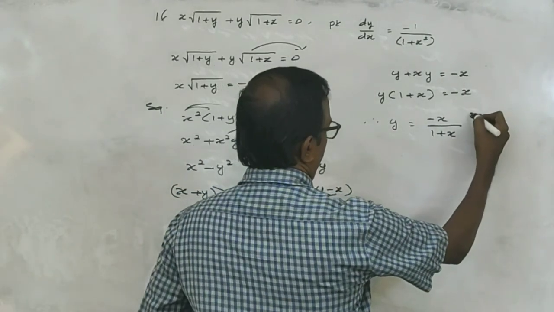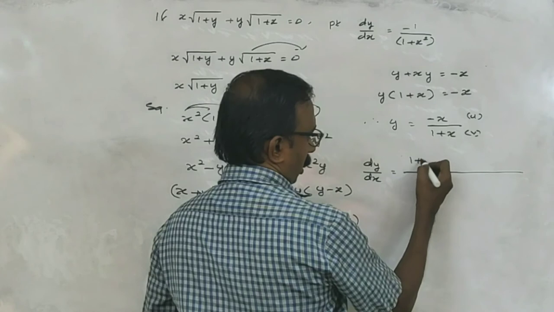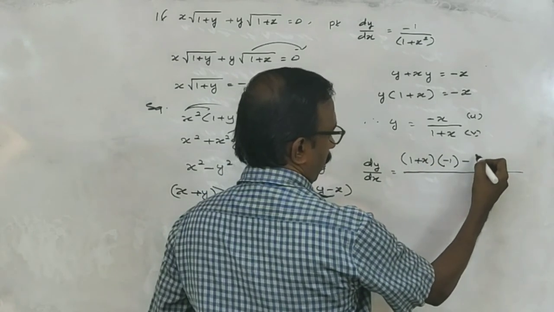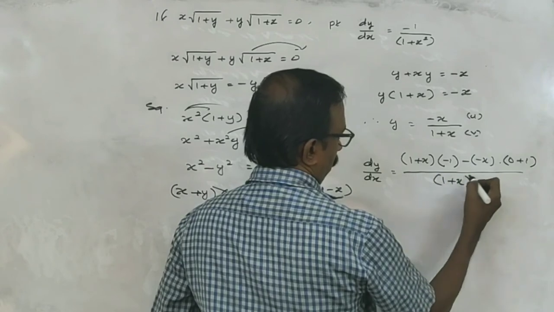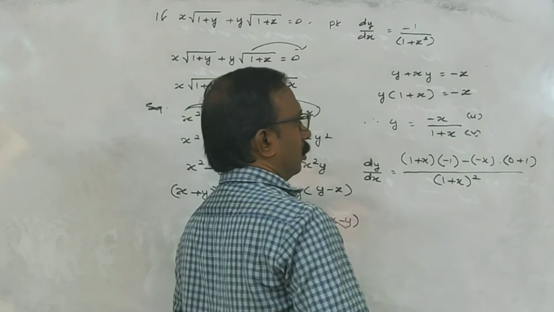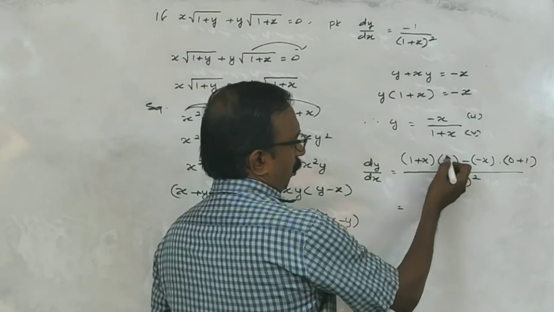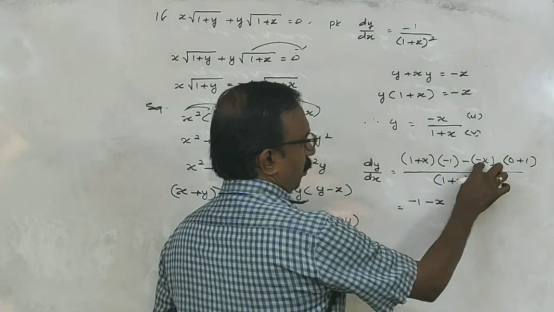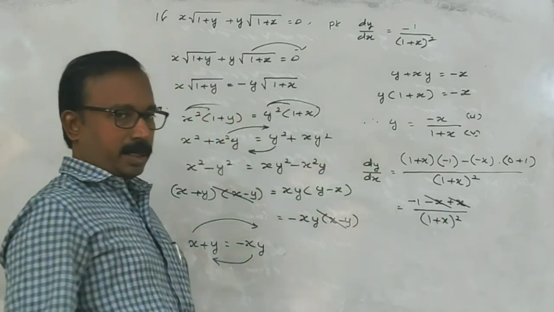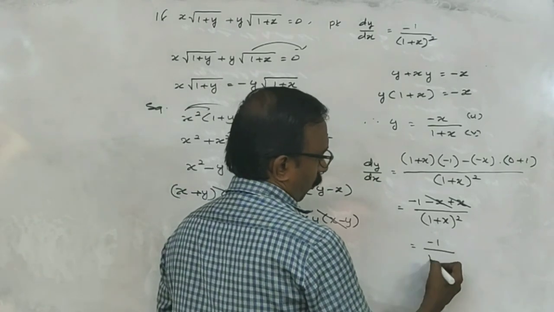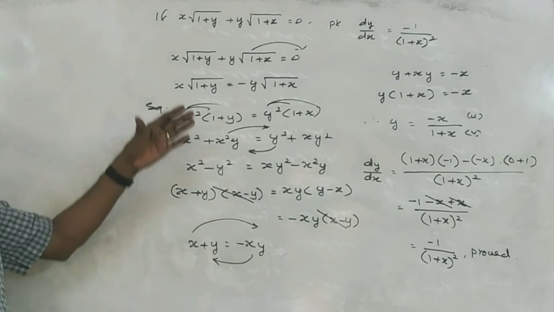Now it is in the form u by v. So dy by dx is equal to denominator 1 plus x into derivative of numerator minus 1, minus numerator into derivative of denominator 0 plus 1, by denominator square. Not 1 plus x square, but 1 plus x the whole square, is it? Now, remove the bracket: minus 1 minus x plus x, that divided by (1 plus x) the whole square. Minus x and plus x get cancelled. Now minus 1 by (1 plus x) the whole square is the result. Isn't it?